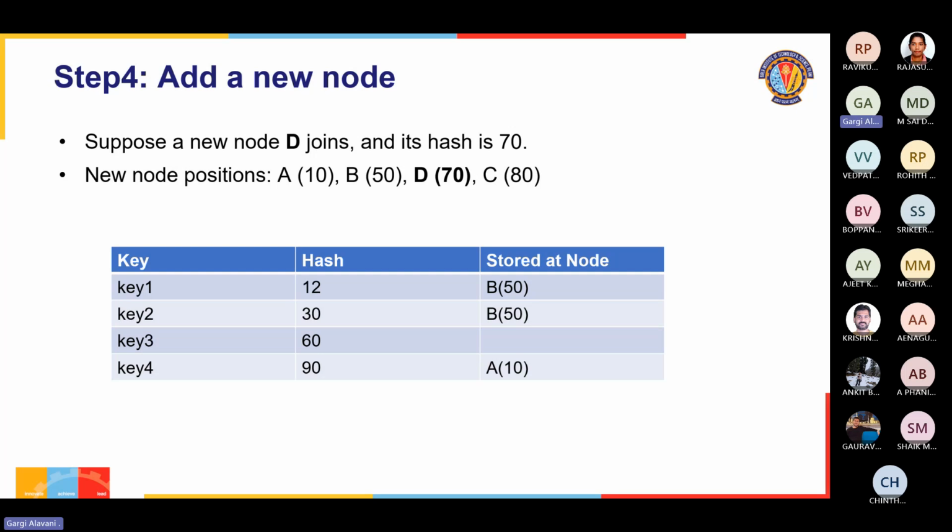So in this case, in this table, what will change? Only 60 will need to go to node D70. Earlier it was going to C80. Now it will go to D70.